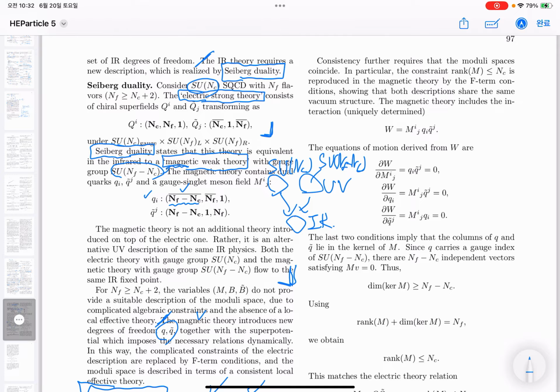And also the consistency further requires that the moduli spaces become the same. It's partially the constraint that the rank of the meson operator is smaller than N_C, to reproduce the magnetic theory by the Higgs condition, and eventually giving the same vacuum structure.